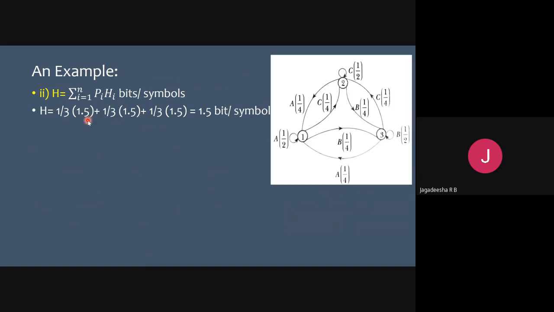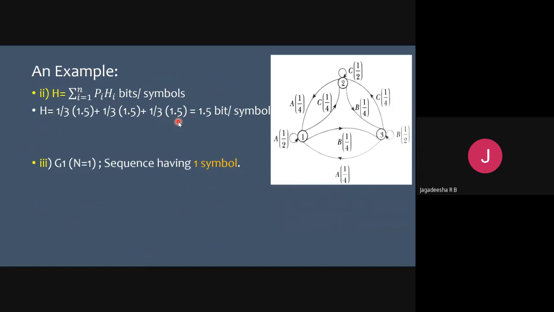So Hi multiplied by Pi. So H1 multiplied by P1. What was the probability of any state? We initially considered that the source may emit initially A or B or C, anything. So equal probability 1 by 3. Similarly here, P2 multiplied by H2. P2 is 1 by 3. H2 we already calculated in the previous slide. Similarly for P3, H3. So this is the entropy of the source.